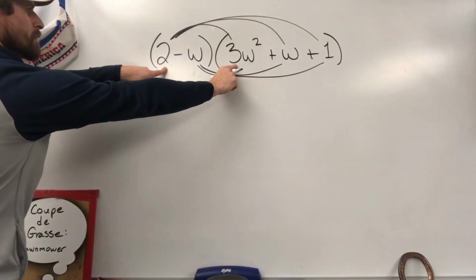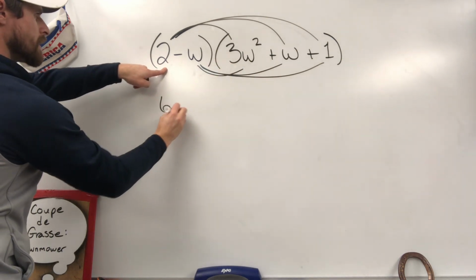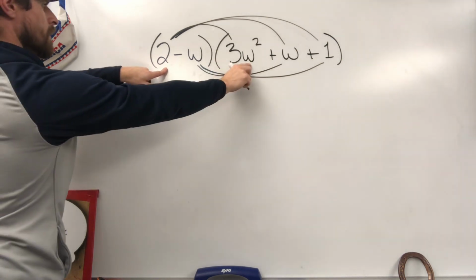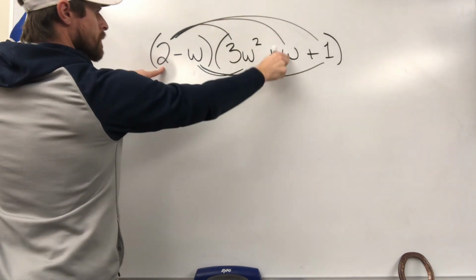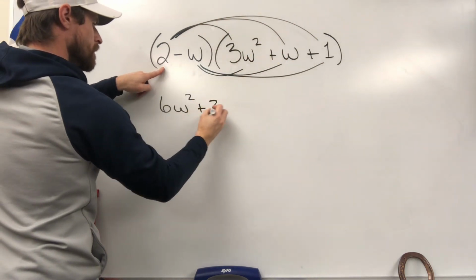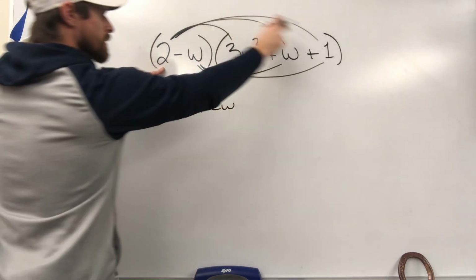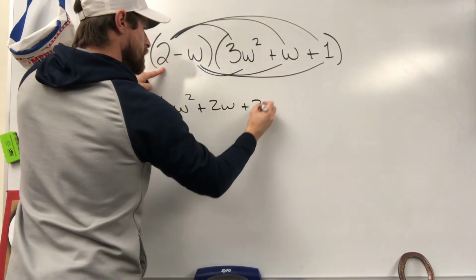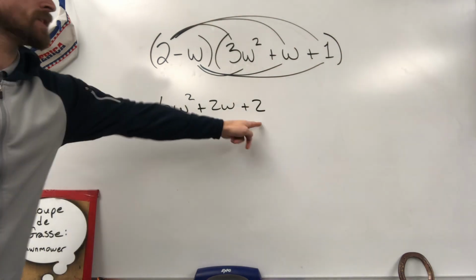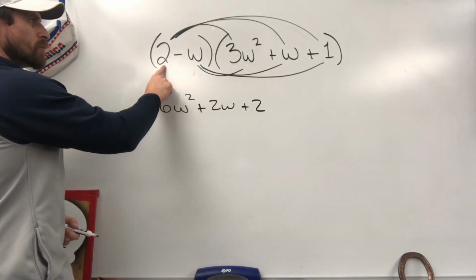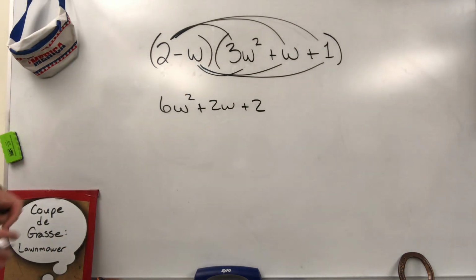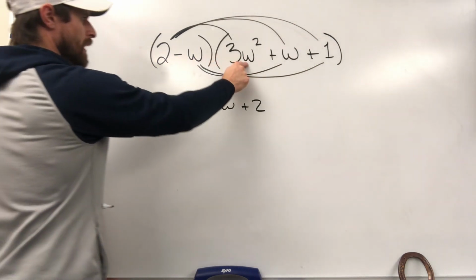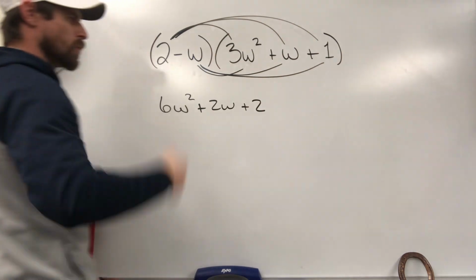2 times 3 makes 6 with a w squared. 2 times w is going to be 2w. 2 times 1 is going to give me 2. There's my first 3 terms that came from this 2 distributing to all 3 of the terms in the trinomial. Now I got to take the opposite of w, multiply it by this term, and that term. We're going to do it one at a time.